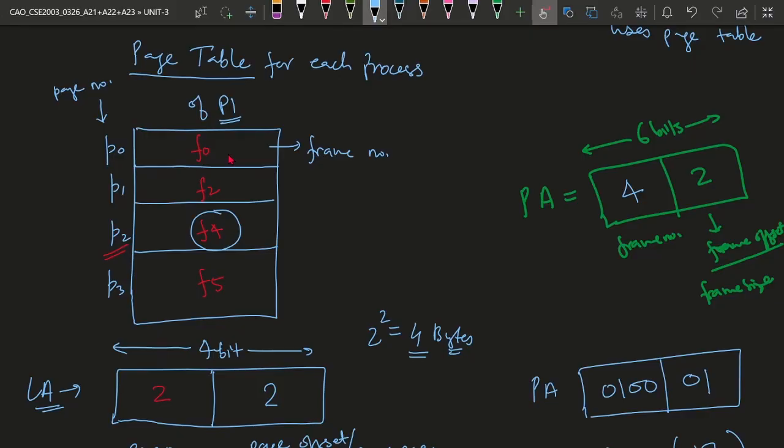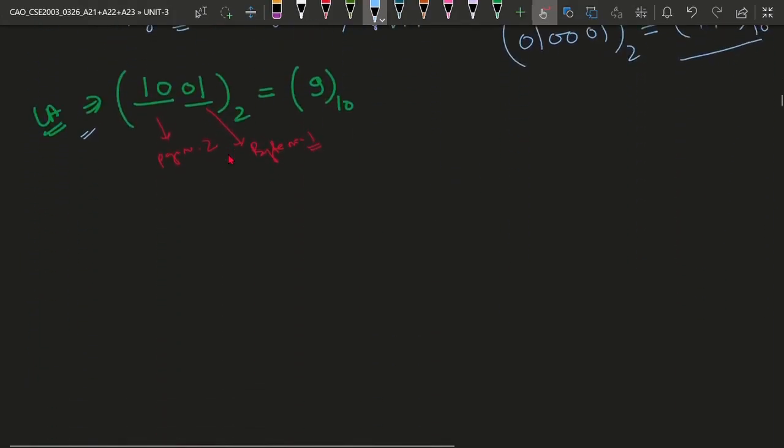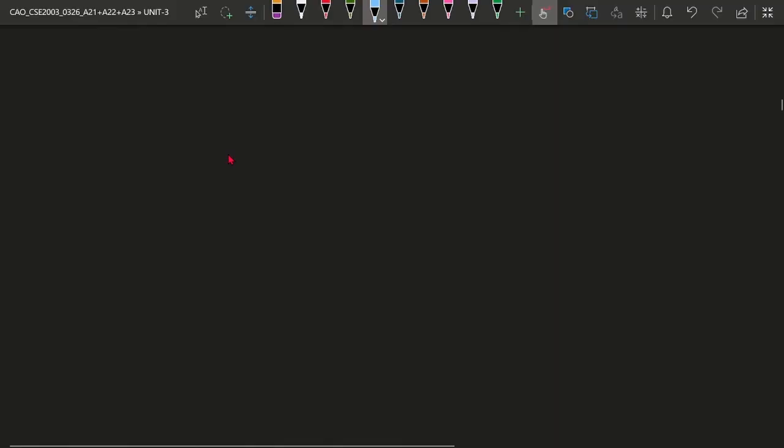In multi-level paging, you just have to get the basics. There will be some sort of confusion also, so we will let you know how we can proceed further.